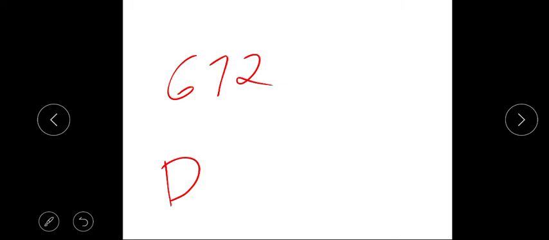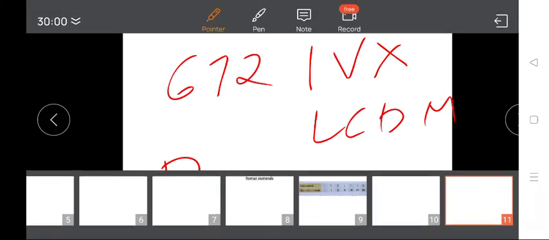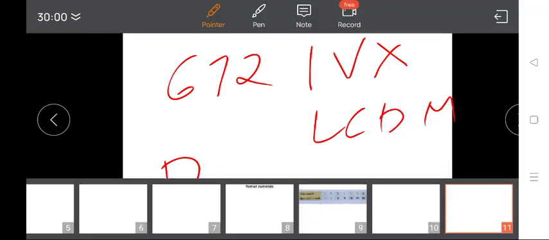Then we have I for 1, V for 5, then IVX, LCD, and one M as well. I for 1, V for 5, X for 10, L for 50, C for 100, D for 500, M for 1000. Learn this properly.